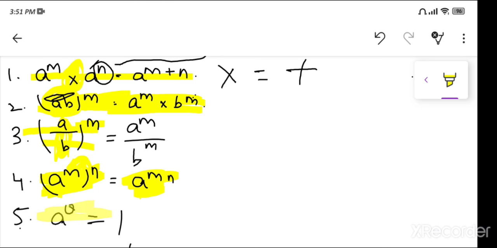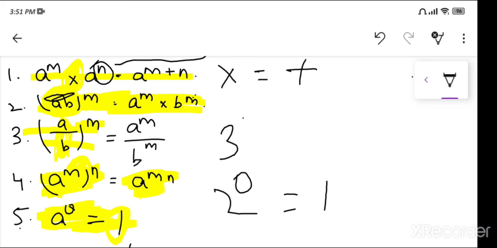And then the fifth formula. a power 0 is equals to 1. So let it be any number, like 2 power 0, it's going to be 1. 3 power 0, it's going to be 1. 4 power 0, it's going to be 1.